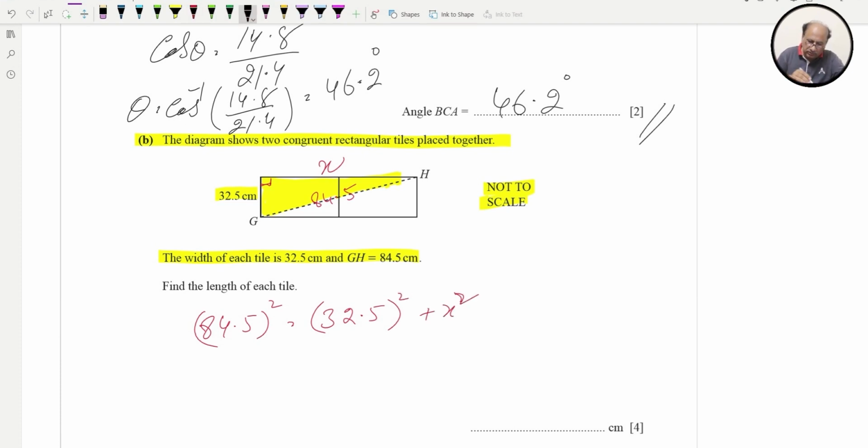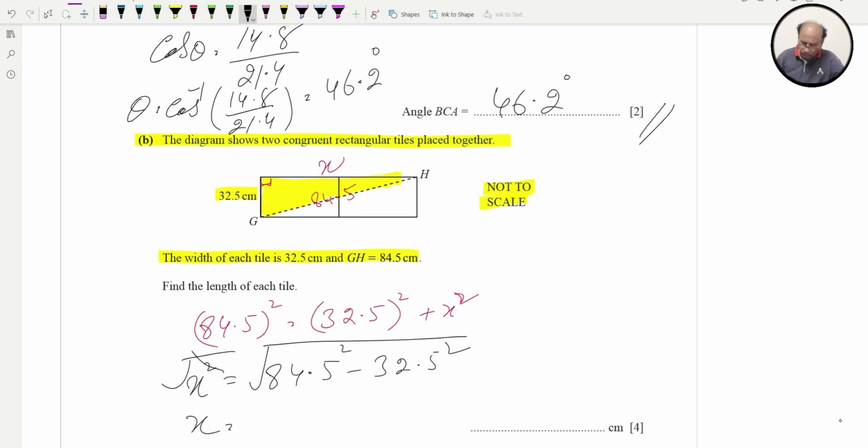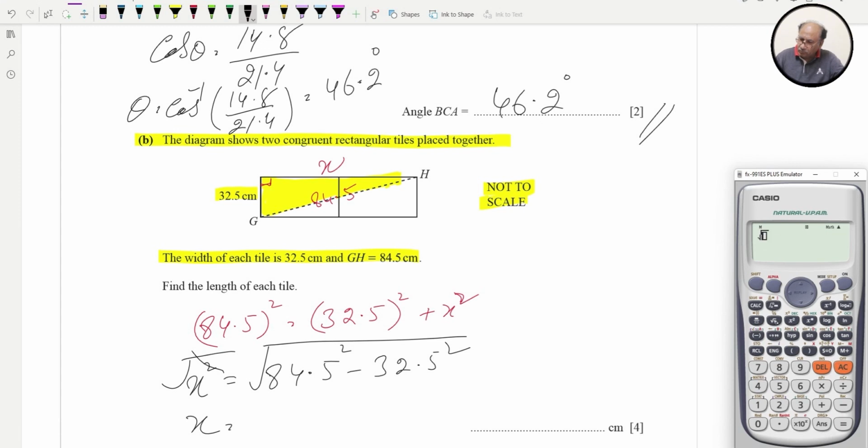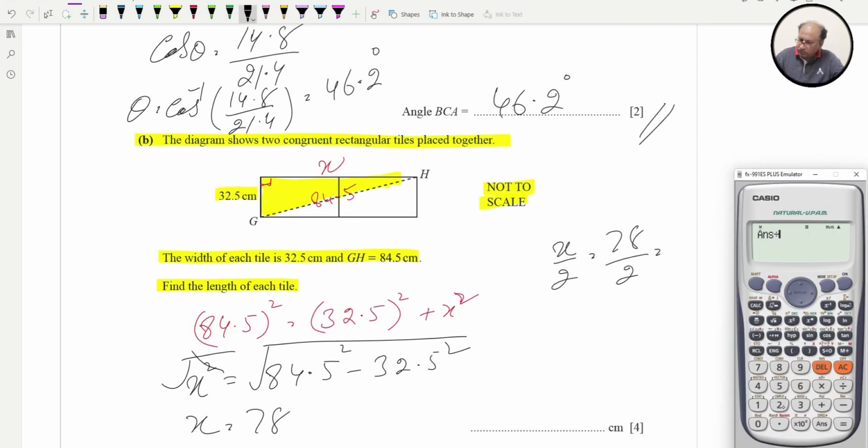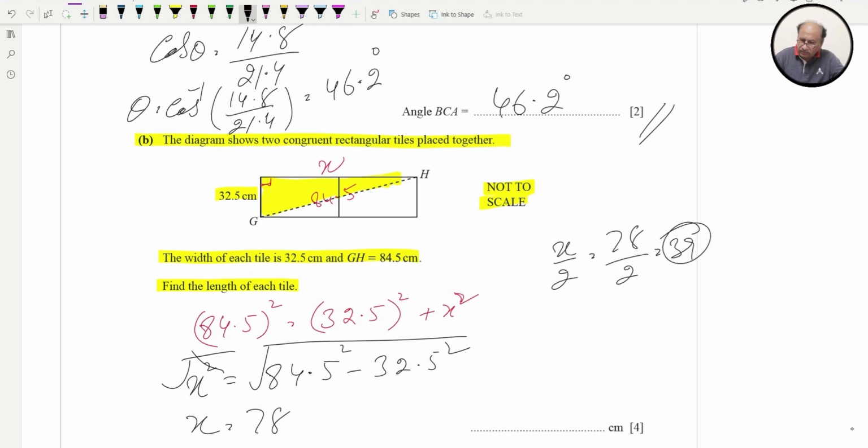And now we can find x squared, which will be equal to 84.5 squared minus 32.5 squared, and we can take the root, and this root will cancel. So x will be equal to the square root of 84.5 squared minus 32.5 squared, and this is equal to 78. So x value is 78. They are saying find the length of each tile. So two tiles, so we require half x, so x by 2 will be equal to 78 divided by 2, which is equal to 39 centimeters. So 39 centimeters will be the answer, and this is for 4 marks.